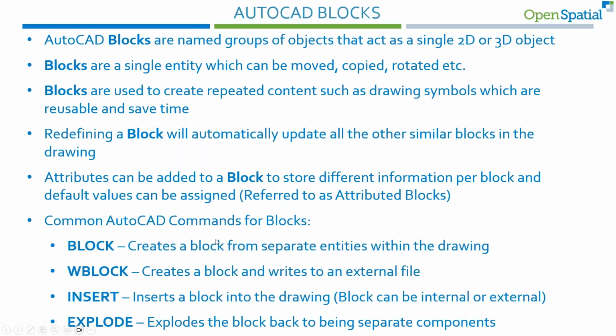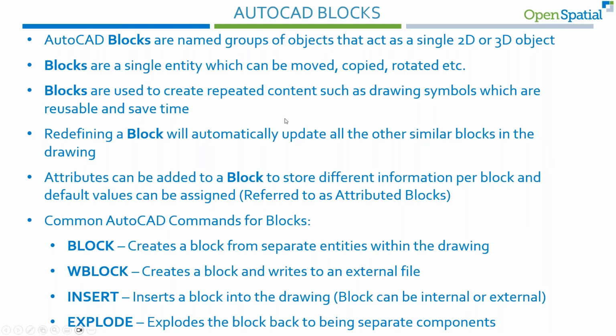So attributed blocks. Remember we talked about ACDC, or as-constructed design certification. Instead of using text, we're using attributes in the blocks that you can then work with as data. A block creates a block from separate entities within the drawing. W block creates a block and writes that to an external file. So that's also part of your AutoCAD environment. Then typically you say, here's our standard set of blocks, the symbology that we are going to use. Insert will insert the block into the drawing, and explode will break it into its separate components.